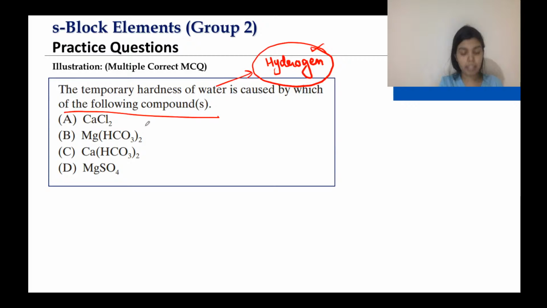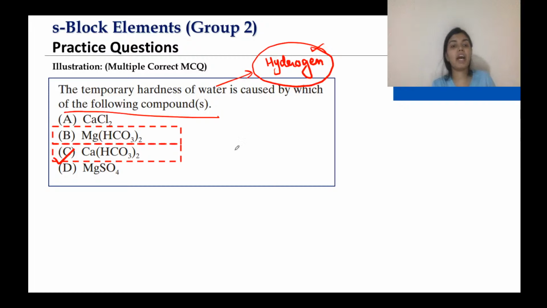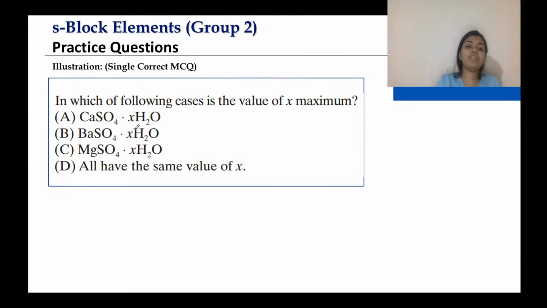Okay, Dinesh is saying C. Okay, calcium hydrogen carbonate and magnesium bicarbonate, right? So both of them are responsible for the temporary hardness of water. And for permanent hardness, you have chlorides and sulfates, right? So B and C both are correct. Good. Now, in which of the following cases is the value of X maximum?